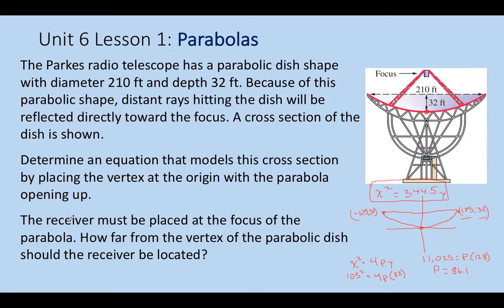And then it says the receiver must be placed at the focus of the parabola. How far from the vertex of the parabolic dish should the receiver be located? Well, that distance from the focus to the vertex is the p-value, and we just solve for that. So we just very simply say 86.1.